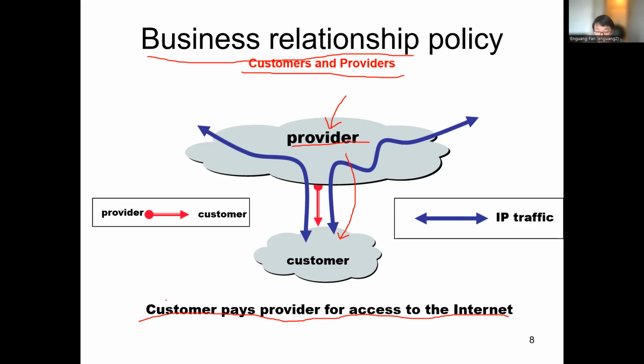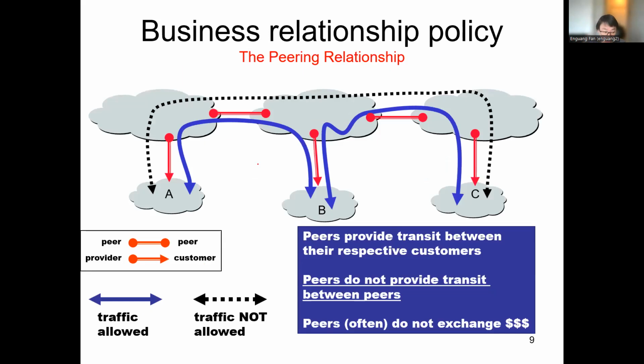So now let's look at another relationship, the peering relationship. The peering relationship means two autonomous systems are equal. I'm neither a customer nor a provider, and you are also neither a customer nor a provider. If we have a similar size of traffic in between, then we are possibly in a peering relationship. I'm not going to charge you money, you're not going to charge me money, and we can send the packets freely between you and me, right?